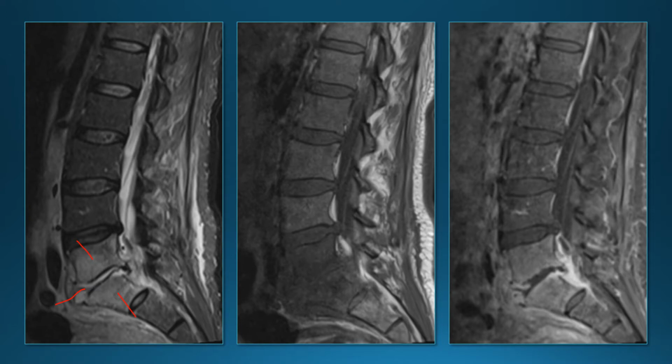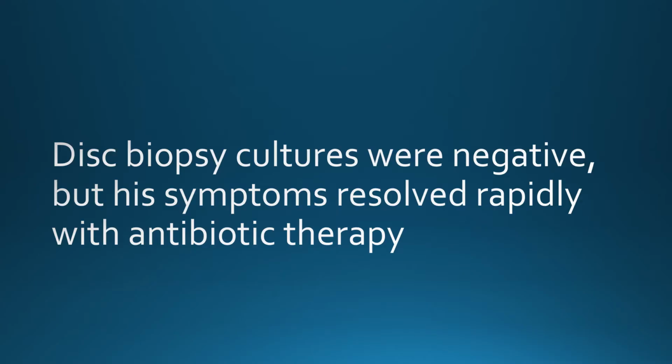On the T1 images, we can hardly see the end plates at all. They're very indistinct here, as well as the abnormal bone marrow signal. We also see some prevertebral soft tissue swelling. We can see that also on the STIR, and the prevertebral soft tissues enhanced with contrast. And now there's also some epidural soft tissue thickening and enhancement. So these are typical findings of spondylodiscitis. Disc biopsy cultures were negative, but his symptoms resolved rapidly with antibiotic therapy.